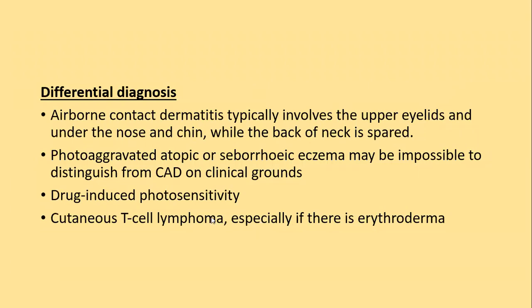The differential diagnosis of chronic actinic dermatitis involves the airborne contact dermatitis that typically involves the upper eyelid, nose, chin, while the back of neck is spared. Photoaggravated atopic or seborrheic eczema may be impossible to distinguish from chronic actinic dermatitis on clinical grounds. Then drug-induced photosensitivity and cutaneous T-cell lymphoma, especially if there is erythroderma.